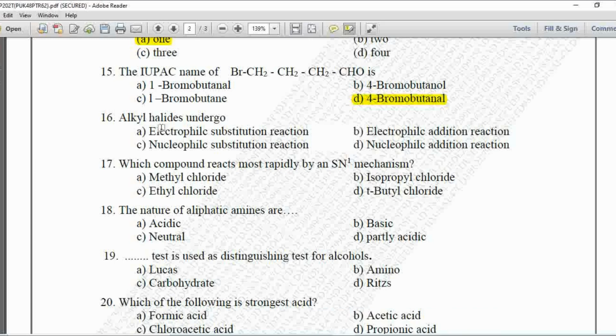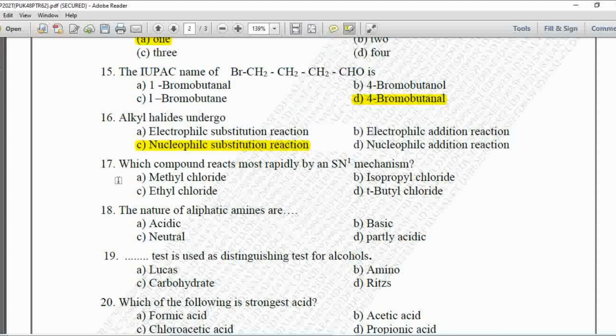Now next MCQ number 16. Alkyl halides undergo, option A is electrophilic substitution reaction, B is electrophilic addition reaction, C is nucleophilic substitution reaction, and D is nucleophilic addition reaction. So alkyl halides undergo nucleophilic substitution reaction. So option C is correct.